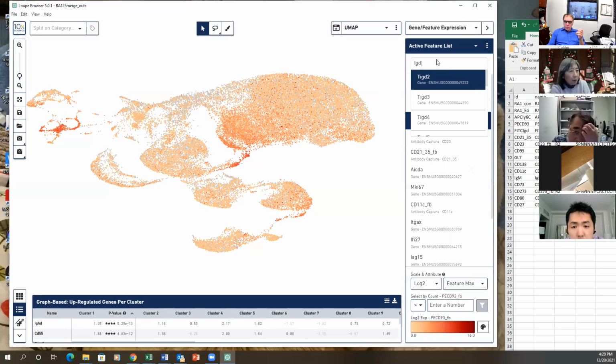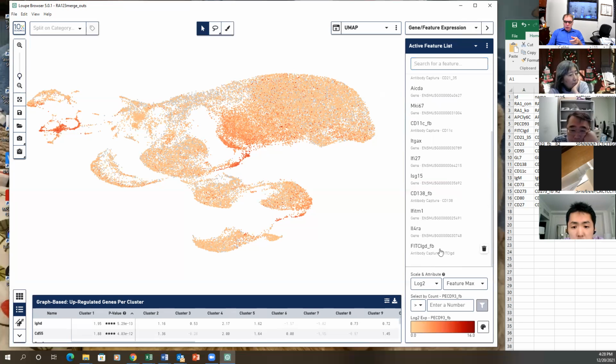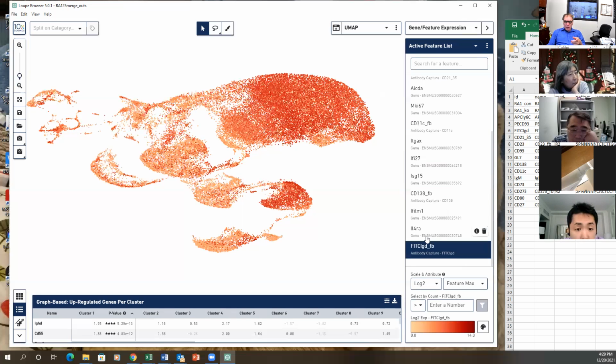Yes, there's an IgD FITC, which he actually does have. So we can check IgD both ways. So this is kind of naive cells. Kind of naive cells. Let's see.